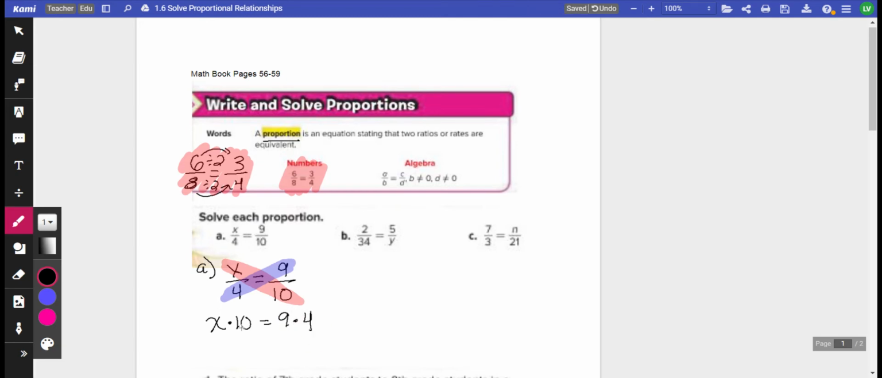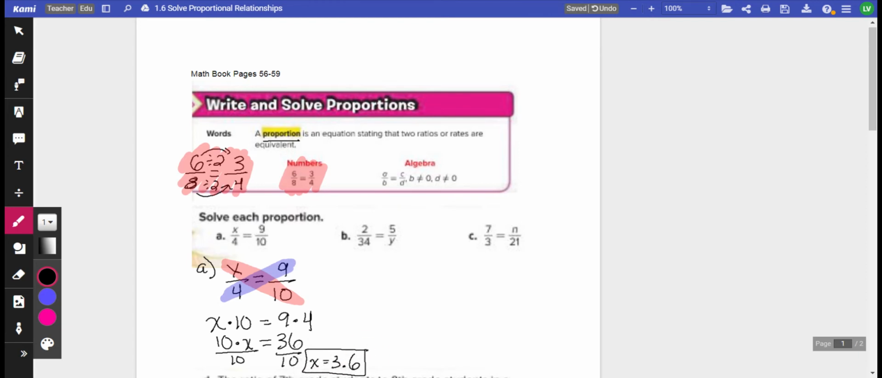Well, x times 10, I have a number and I have a variable, so I'm just going to write it as 10 times x. And then it equals 9 times 4, which gives me 36. I want to get my x on the left side by itself, so I'm going to divide the left by 10 and divide the right by 10. 36 divided by 10 gives me 3.6. So x equals 3 and 6/10.